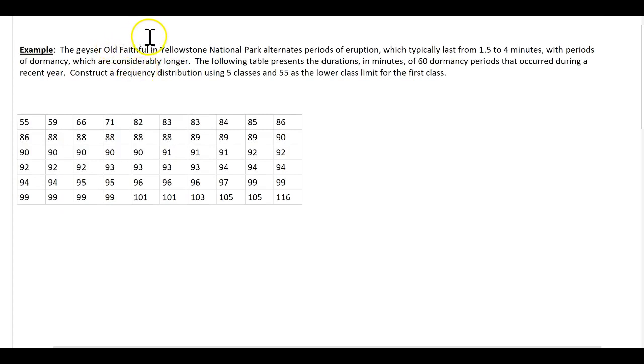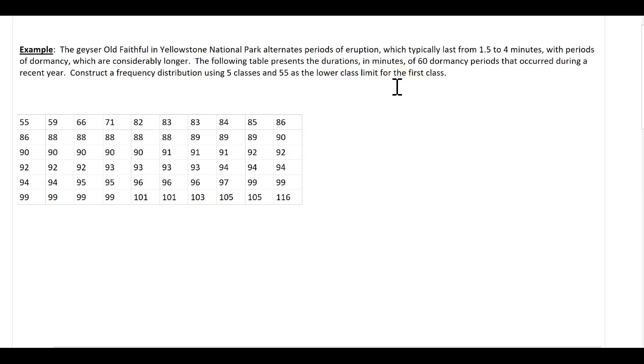The geyser Old Faithful in Yellowstone National Park alternates periods of eruption, which typically last from 1.5 to 4 minutes, with periods of dormancy, which are considerably longer. The following table represents the durations in minutes of 60 dormancy periods that occurred during a recent year. Construct a frequency distribution using 5 classes and 55 as the lower class limit for the first class.